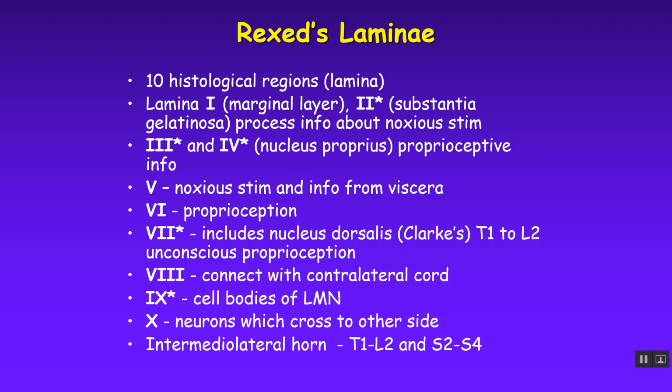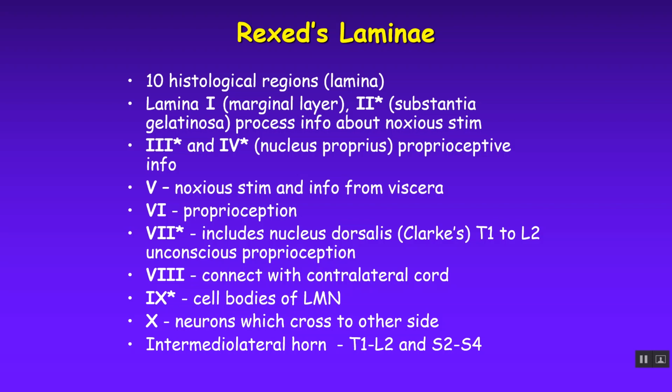Rexed's laminae. This is the histological regions within the gray matter. Okay, these are 10 histological regions. When you look at them, these cells look a little different from each other, and that's how they define these 10 laminae, because they have a little different function. They receive a little different information, or they give off some different information. I have put a little asterisk next to the ones you need to know, the ones that are important for you to have more memorized.